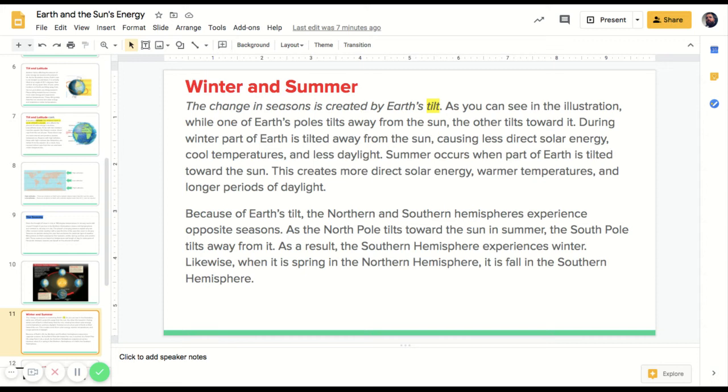Summer occurs when part of Earth is tilted toward the sun. This creates more direct solar energy, warmer temperatures, and longer periods of daylight. Because of Earth's tilt, the northern and southern hemispheres experience opposite seasons. As the North Pole tilts toward the sun in summer, the South Pole tilts away from it. As a result, the southern hemisphere experiences winter. Likewise, when it is spring in the northern hemisphere, it is fall in the southern hemisphere.